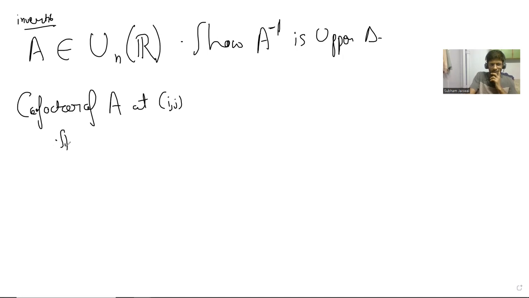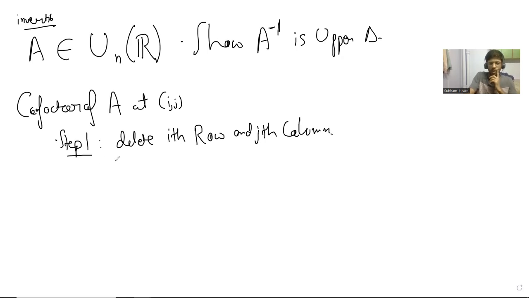Okay, fine. So step one is delete the ith row and jth column, and call the resulting matrix A prime.